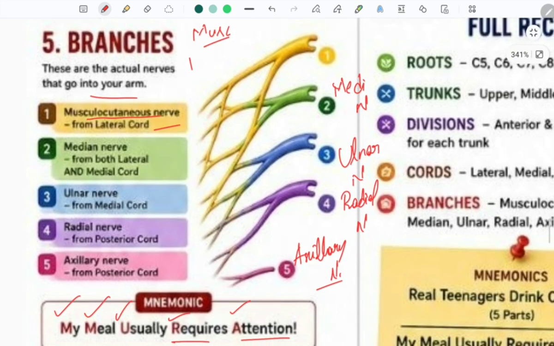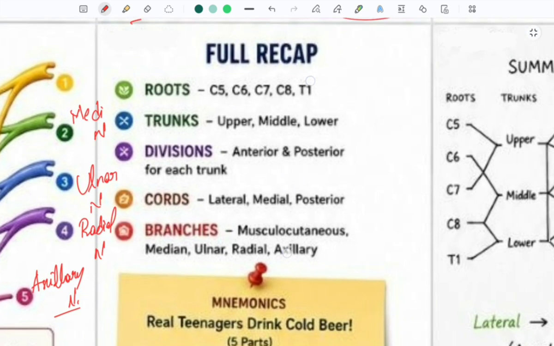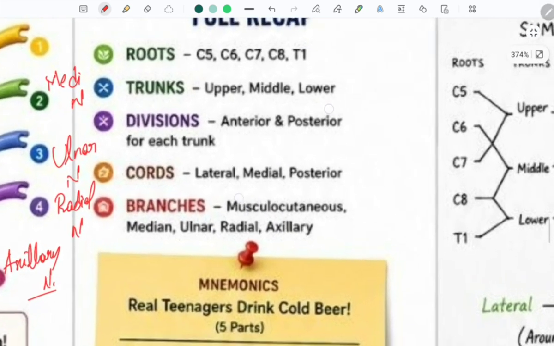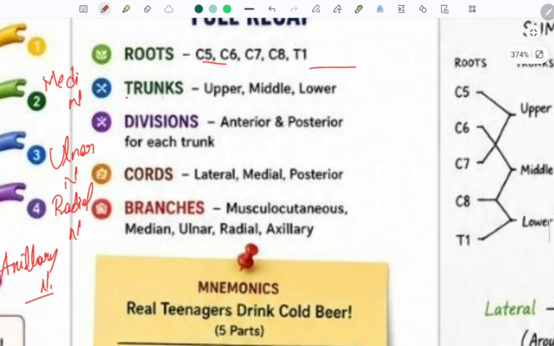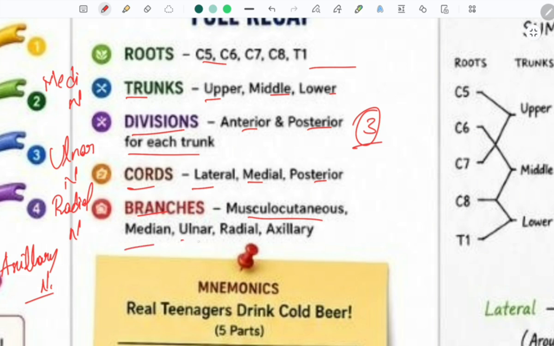Now a quick revision. The roots are C5, C6, C7, C8 and T1. The trunks are upper, middle and lower. In the divisions, each trunk has anterior and posterior divisions. Then there are the cords: lateral, medial and posterior. And the branches are musculocutaneous, median, ulnar, radial and axillary.